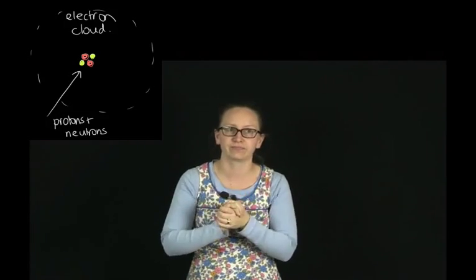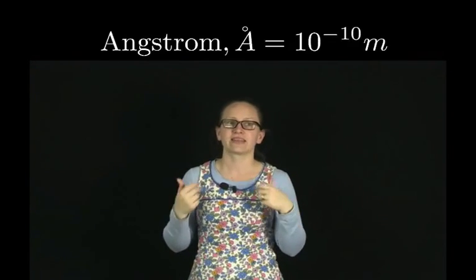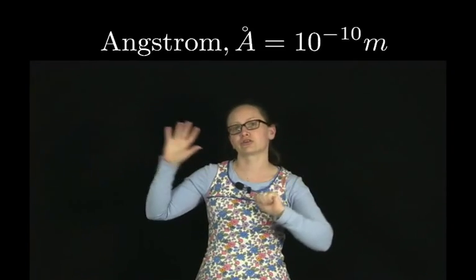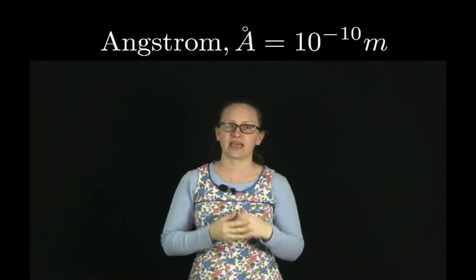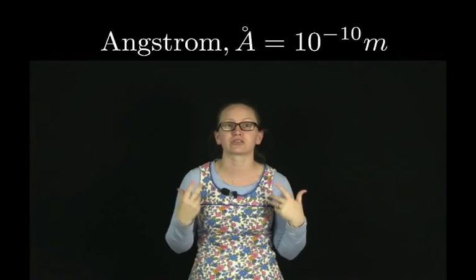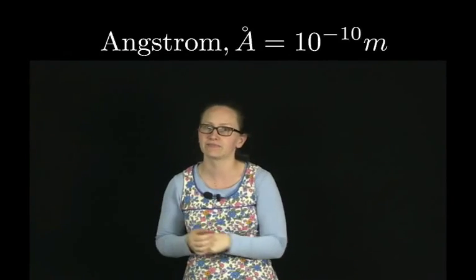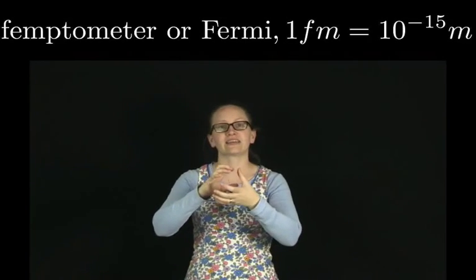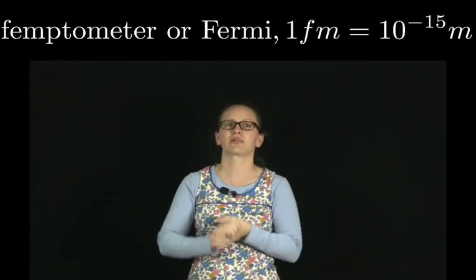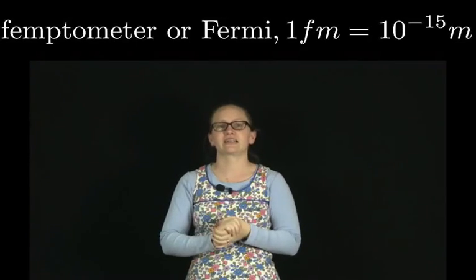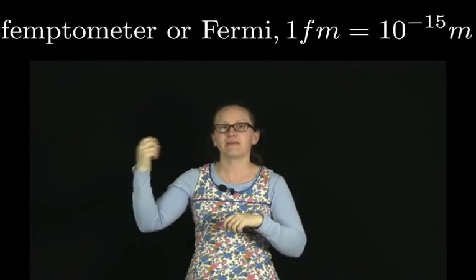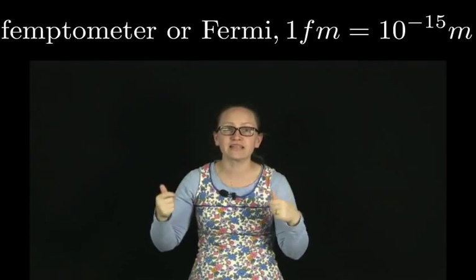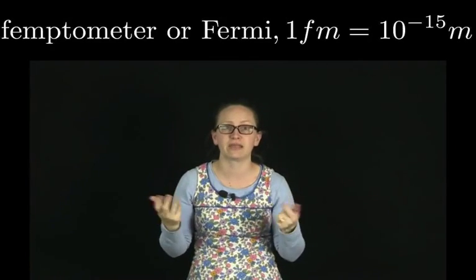So atoms are typically measured in angstroms. They tend to be about 0.3 to 3 angstroms in radius. An angstrom is a unit of measurement which is equal to 10 to the minus 10 meters. The nucleus, on the other hand, is much, much smaller than this. The nuclei of atoms range from 1.75 to 15 femtometers. A femtometer is 10 to the minus 15 meters.